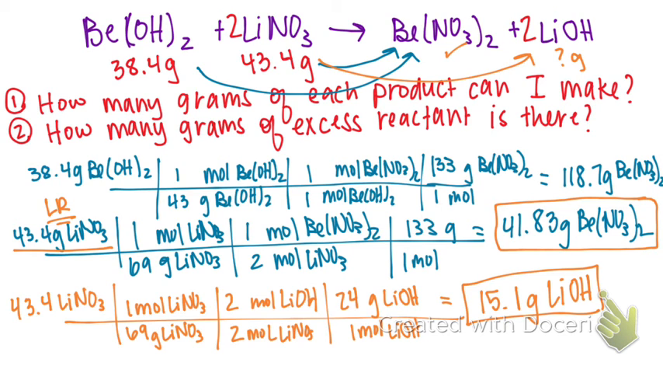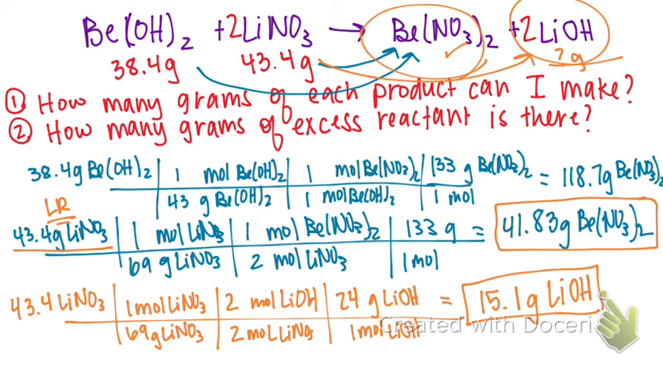So now I'm at a place where I've answered the first question fully. I've got an amount for both of my products, right? It says of each product. Now, it's so important that you give me a final answer. Doing the work and then just leaving your T-charts like this is really not an acceptable answer.